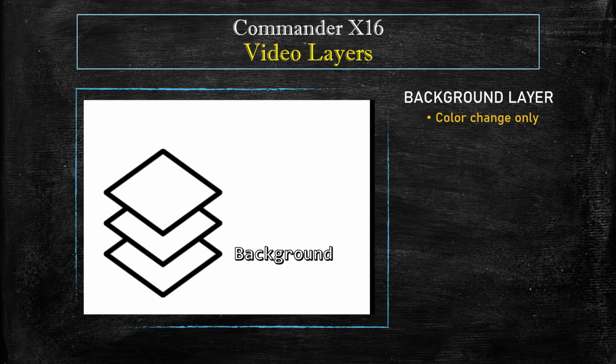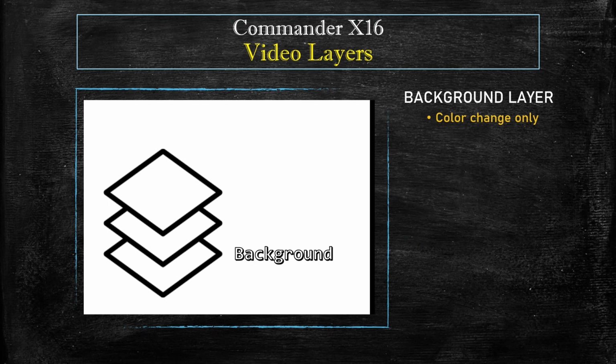Alright, so on the first slide here, what we want to take a look at is the concept of layers. The Commander X16 computer uses something called video layers, which is a way we can separate the different elements that we want to have displayed on the screen. The bottom layer, which I've shown here as the background layer, is the one that appears below all of the other layers. And we're not actually able to print any graphics or images or text directly to that background layer, but there is one aspect of the background we are able to modify, which is the color.